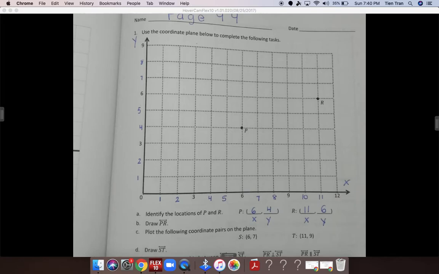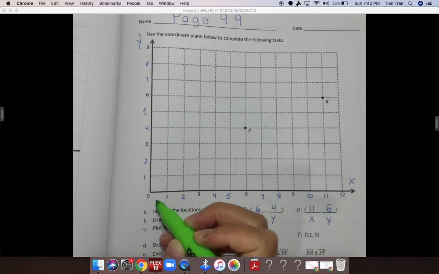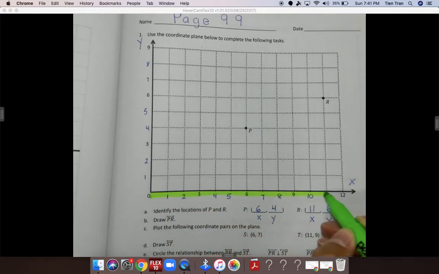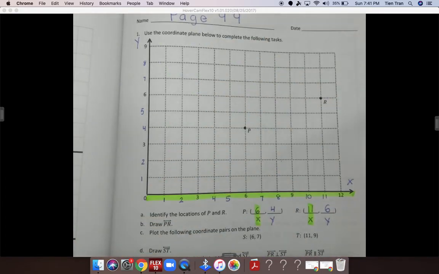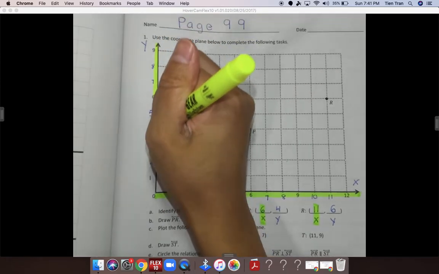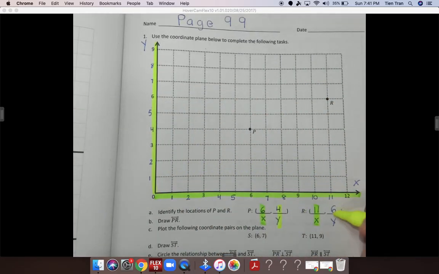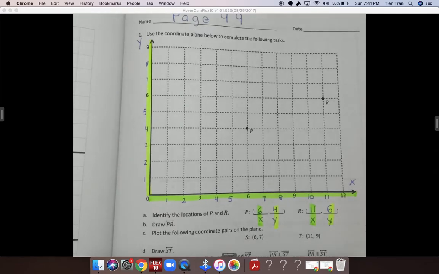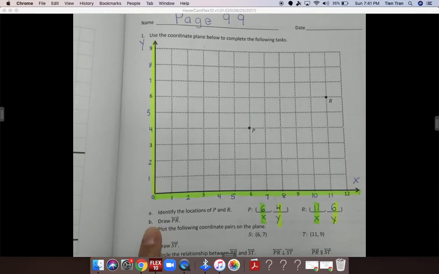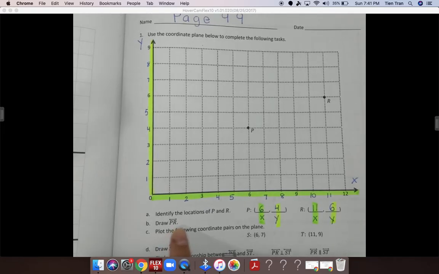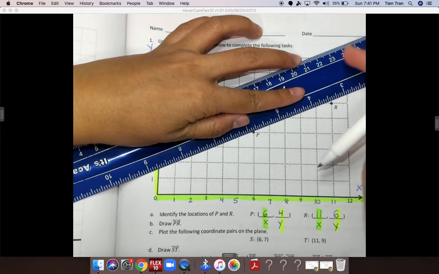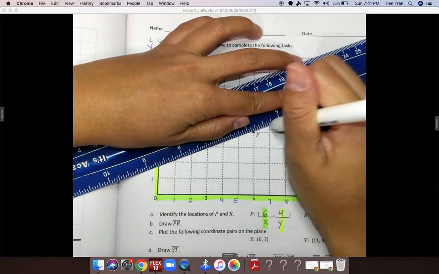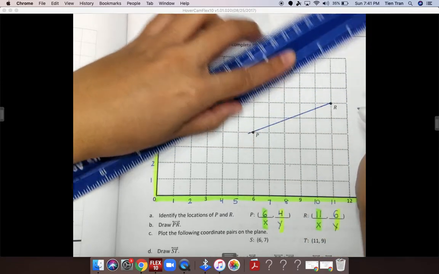And I am going to highlight these coordinates so that you can see very clearly what I'm talking about. So this one right here, we have our x, and for this one right here, we have our y-axis, so I'm going to make sure I label my y-axis. Okay? Now, next they ask me to draw PR. What they're asking me to do is connect the points P and R together. So I have points P and R, and I'm going to connect them together. You'll probably want to use a ruler for this when you're connecting your points.